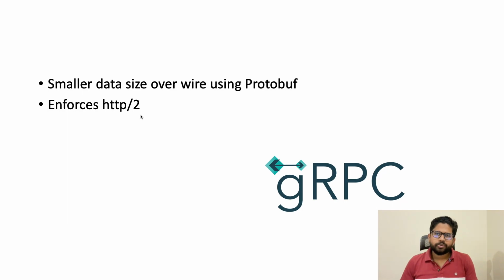So in the last video we discussed the advantages of using gRPC, and there were two main advantages. One was protobuf, which sends a smaller size of data over the wire, and the second was HTTP/2. So in this video we'll focus on the first one, that is, how does protobuf send a smaller size of data over the wire. And this video will focus mostly on the coding part.